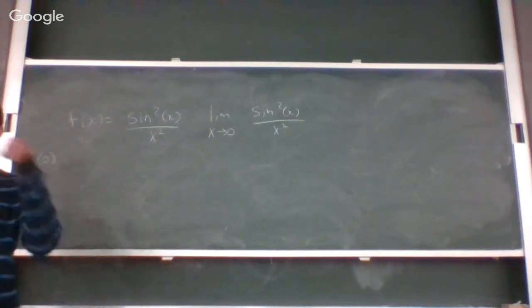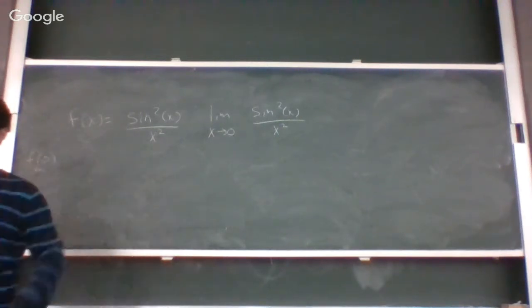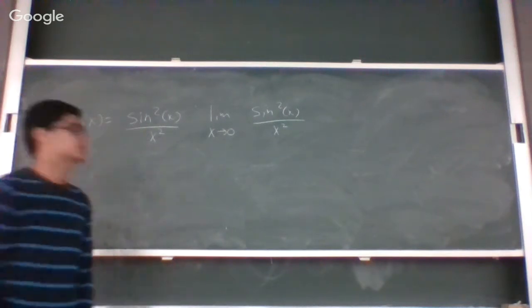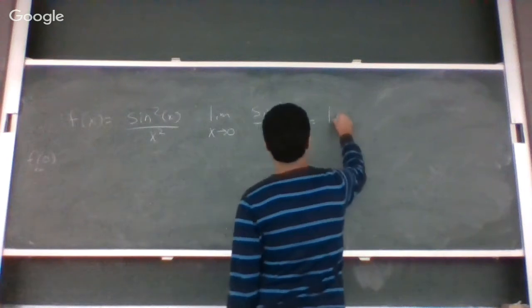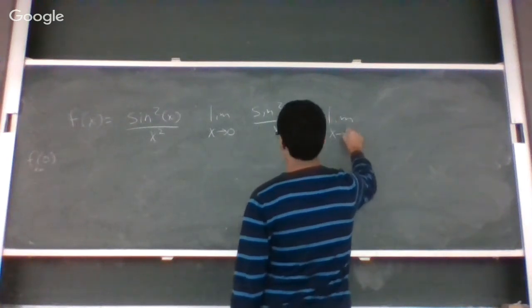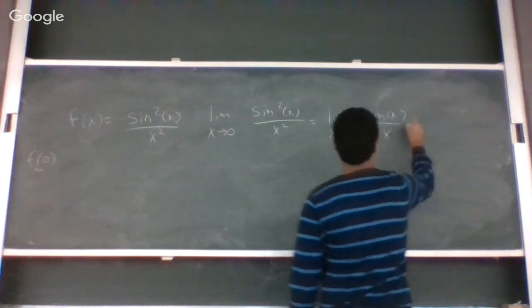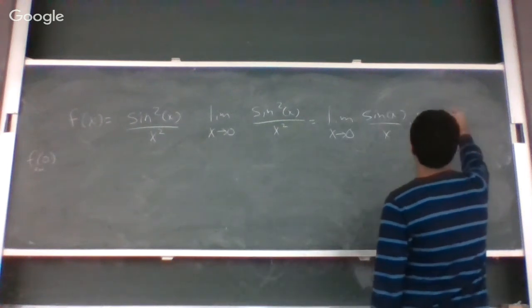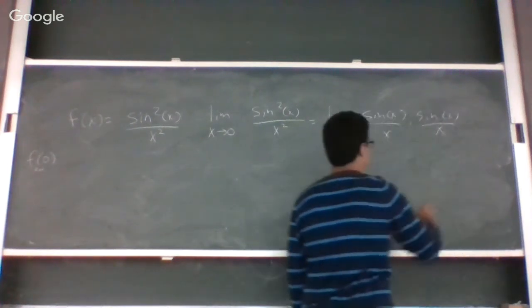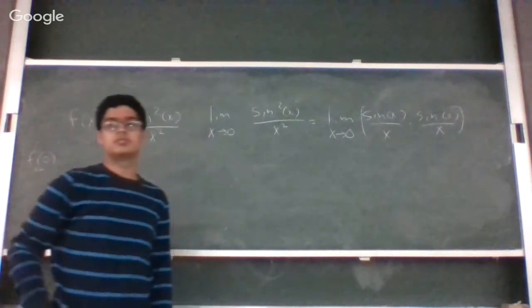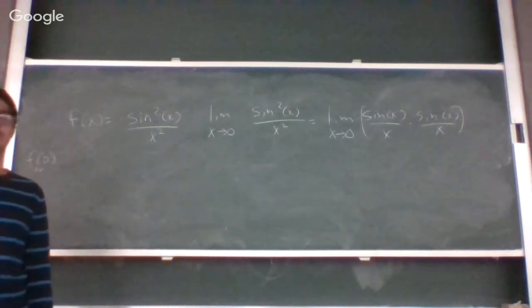What do you guys think we should do first? Maybe sine of x over x times sine of x over x. Yeah, break it apart. The limit as x approaches 0 of sine of x over x. Right? So it's just 1. Yeah.